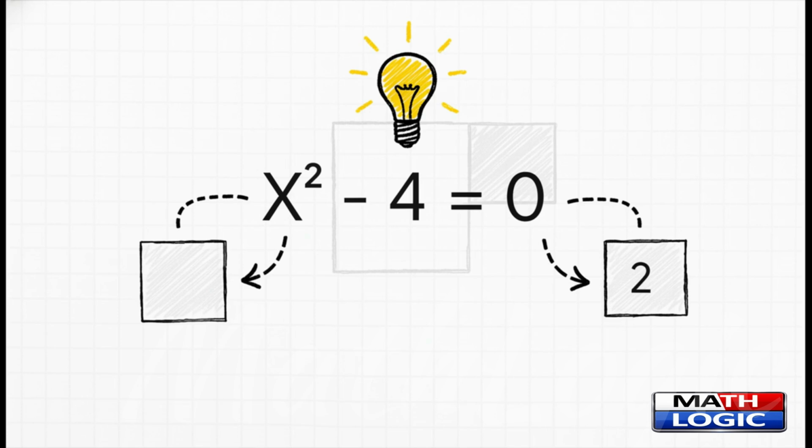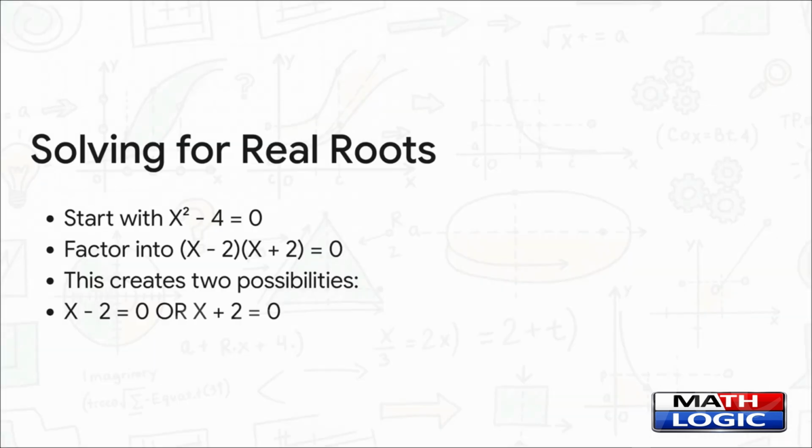Okay, taking a closer look at path 1, x squared minus 4 equals 0. Does that ring a bell? It absolutely should. It's our old friend again, another perfect difference of squares. We've got x squared, and 4 is just 2 squared. So we use our trusty formula one more time. x squared minus 4 breaks down into x minus 2 times x plus 2. And this gives us 2 super simple possibilities. Either x minus 2 equals 0, or x plus 2 equals 0.